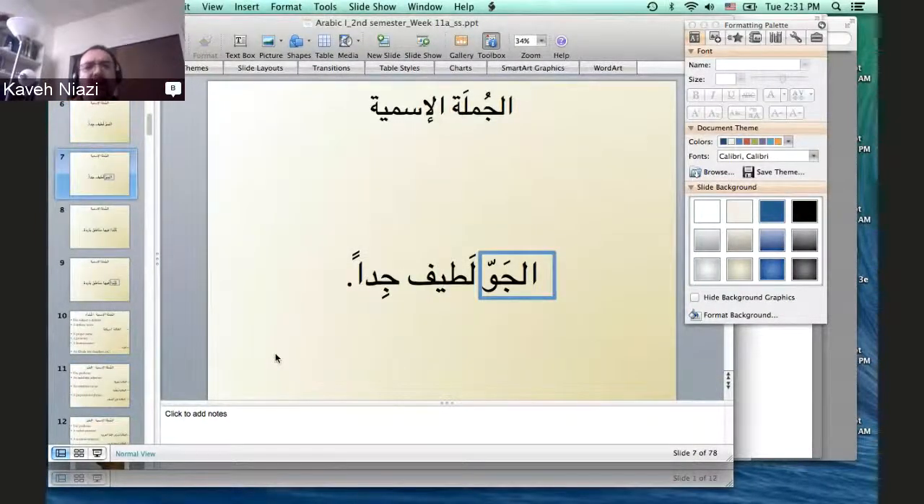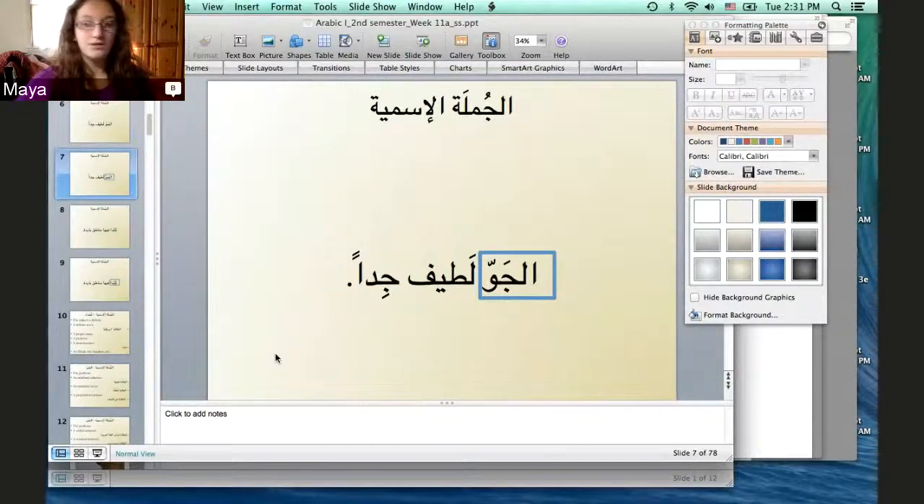Yeah. So al-jaw is your noun, right? And everything else is a predicate. It tells you something about al-jaw, right? Now, could a jumla ismiya have a verb? In fact, it can't. What is the verb here that we don't see? There's a verb in this sentence. To be. It's the verb to be in the present tense, right?